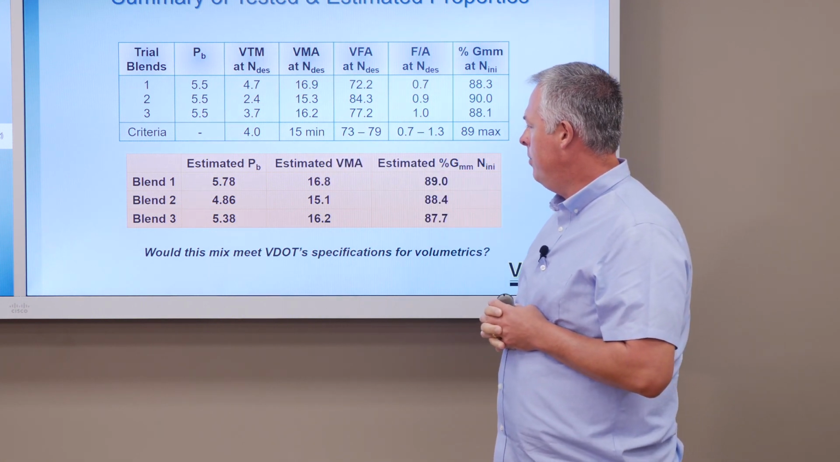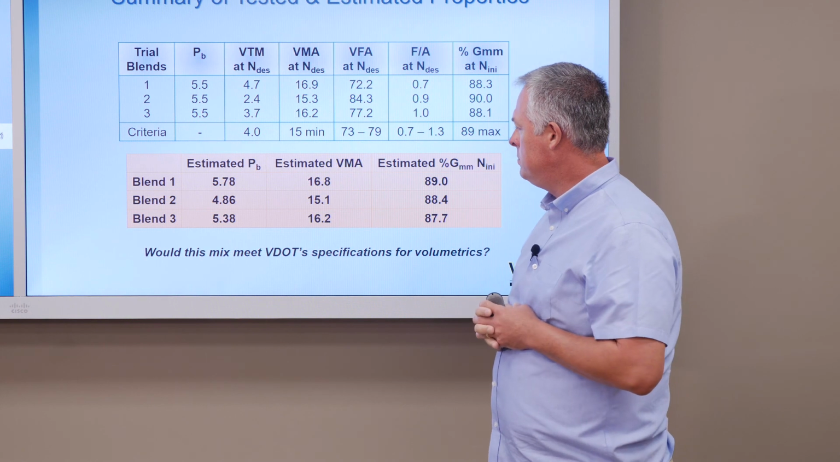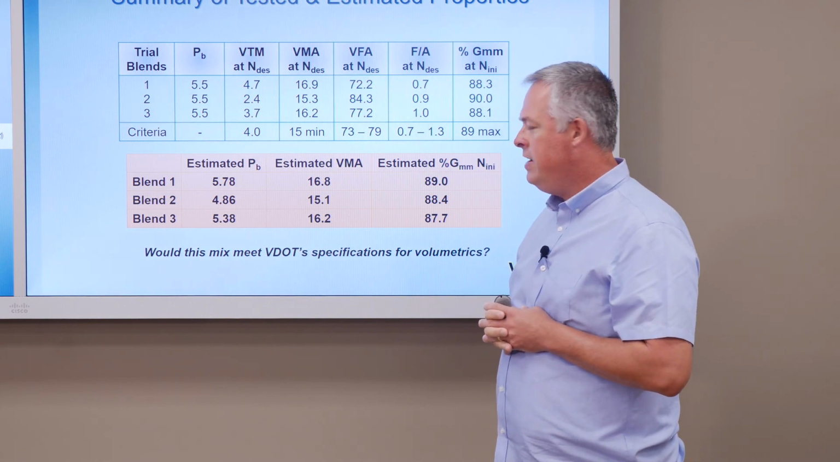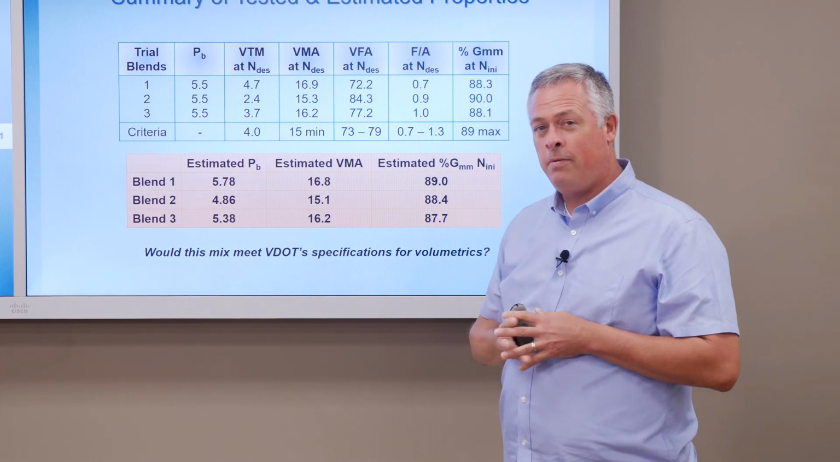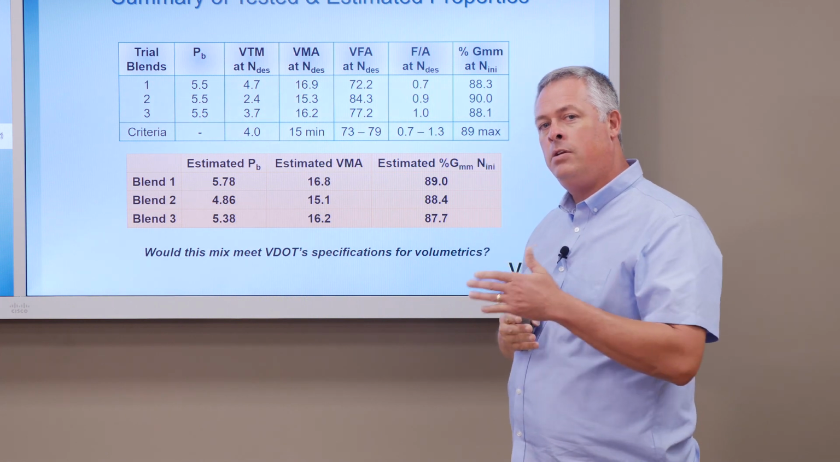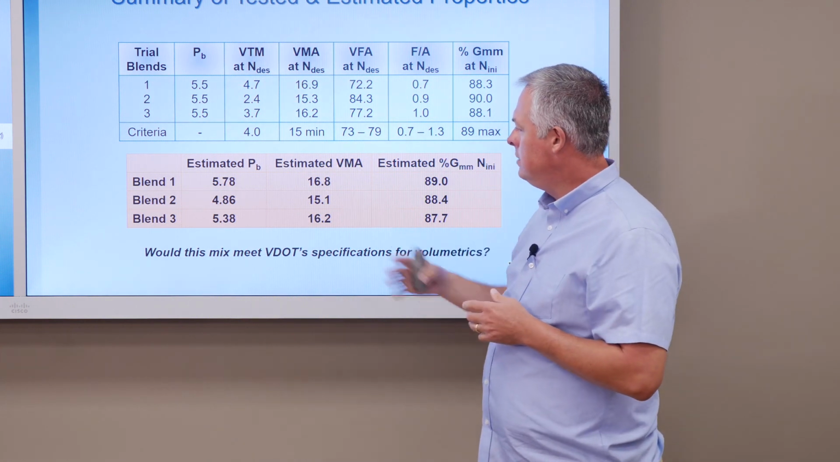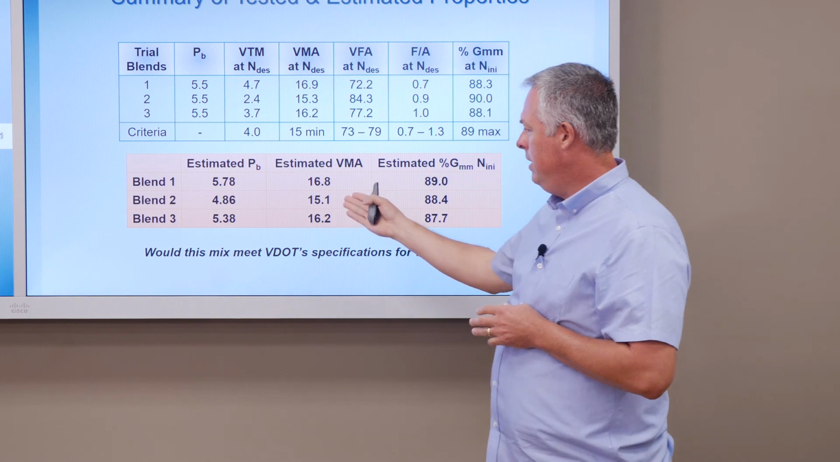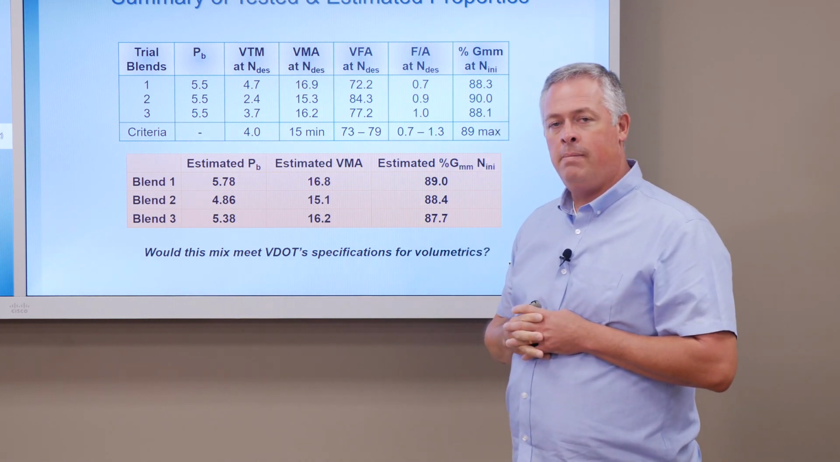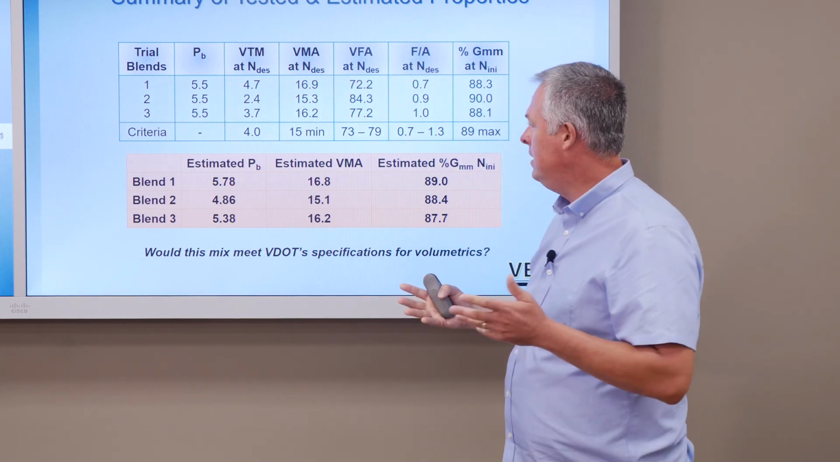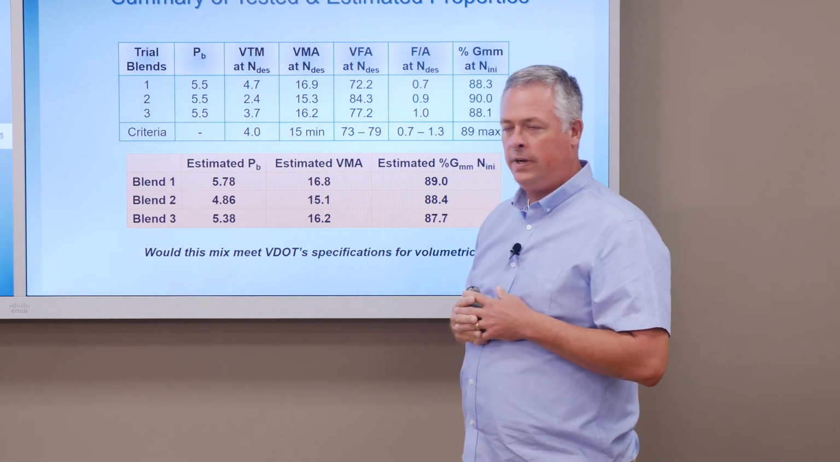range. One thing that I can say from experience, you'll learn that VMA will typically drop 0.5% from design to production. So once we get this mix into production, it would be not unusual at all for that VMA to drop to 14.5, 14.6. Now we're out of specification.